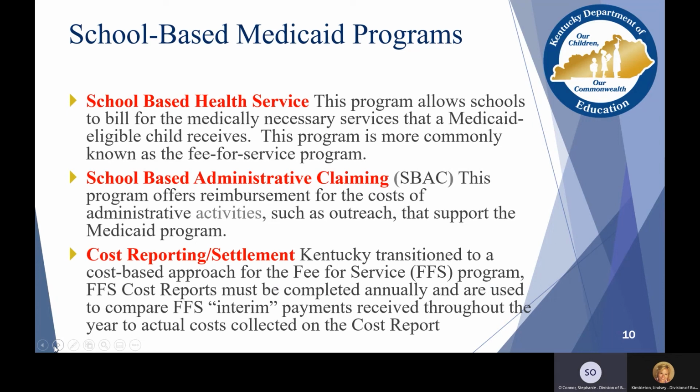The next program is the school-based administrative claiming program. The schools will receive reimbursement for this program on a quarterly basis for administrative activities they provide, such as outreach or coordination of care. And the third program is the cost reporting cost settlement. This is done in the late winter, early spring every year, and it basically allows the schools to report how much it actually costs them to provide the direct services.